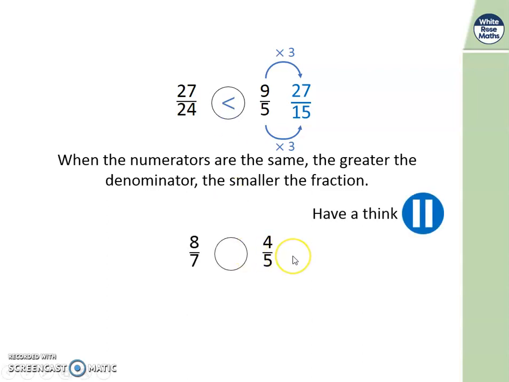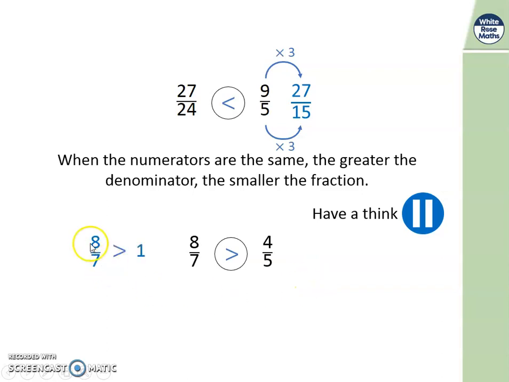Let's have a think. Pause the video and have a go at this one. Look for the relationship. Well, there is no relationship here, but there is a relationship here. I can double 4 to make 8. So I double 4 to make 8, and I double the 5 to make 10. So this side is equivalent to 8 tenths. The numerators are the same, so the greater the denominator, the smaller the fraction. Therefore, this side is smaller, and this side is larger. So 8/7 is greater than 4/5.